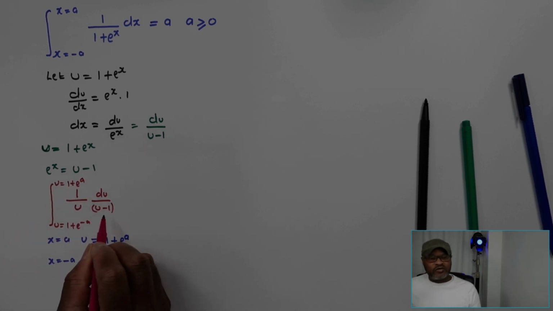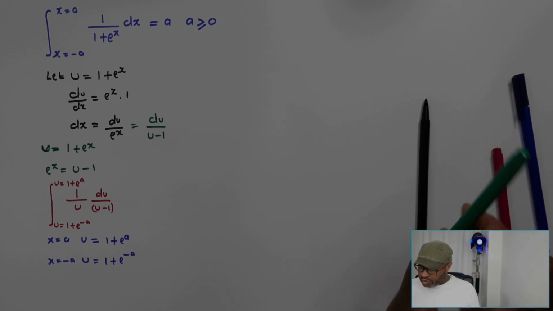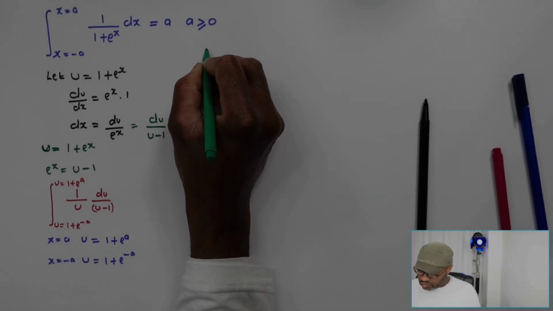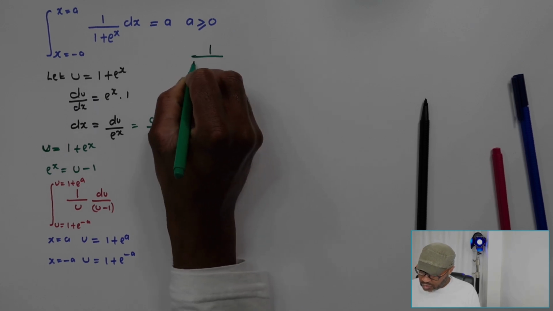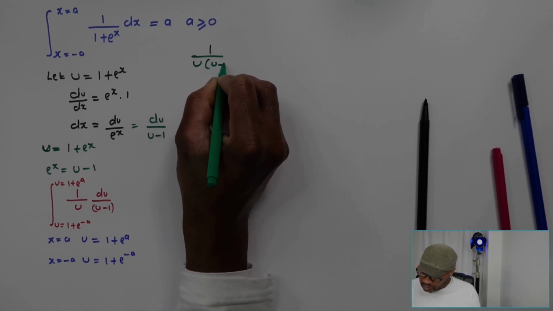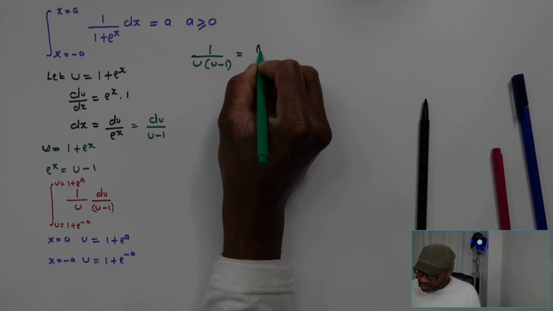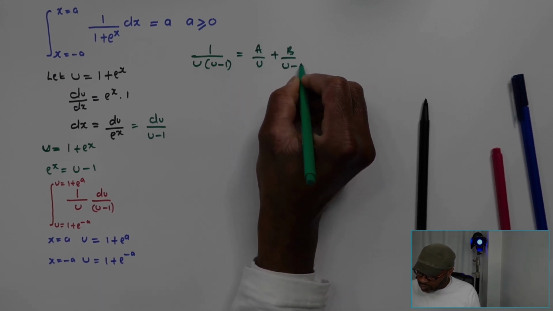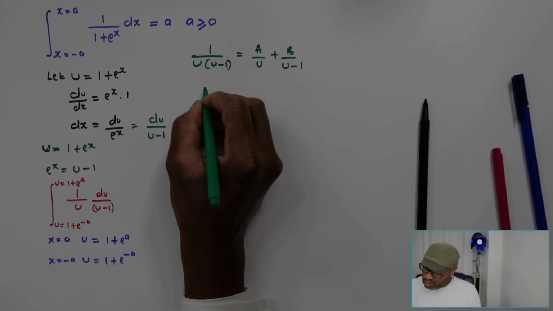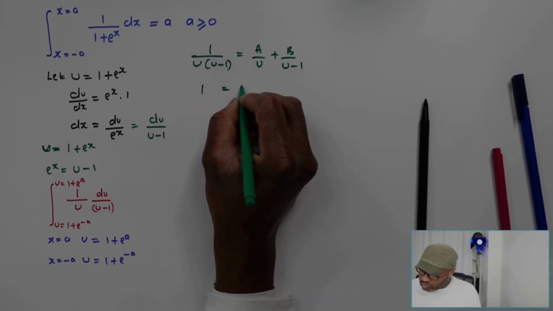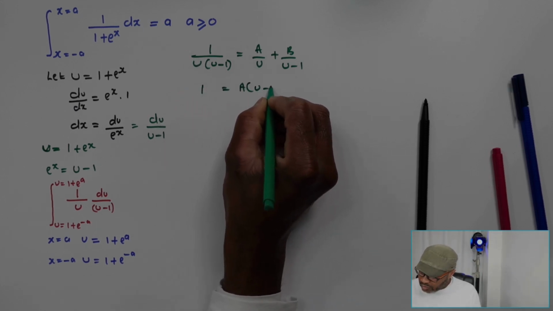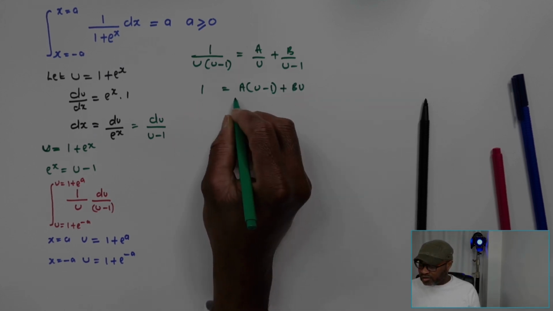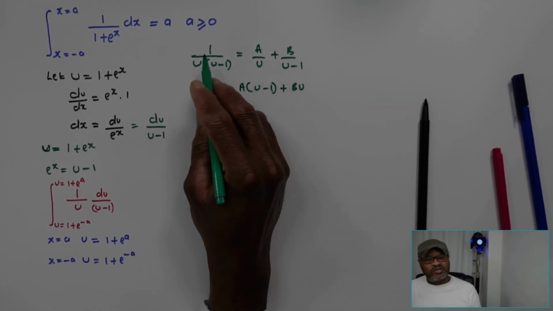So that's my integration, but that integration requires partial fractions. So let's do the partial fraction here. 1 over u into bracket u minus 1 will be A over u plus B over u minus 1. If I cross multiply, I get 1 equals A into bracket u minus 1 plus Bu, making them the same denominator. So the denominator cancels out and we just have the numerator.